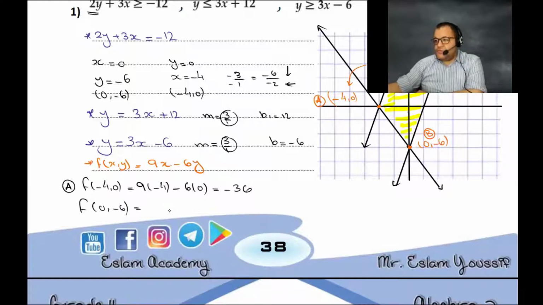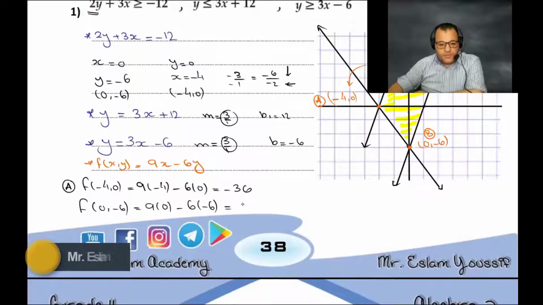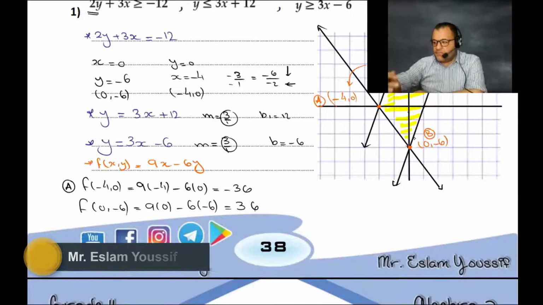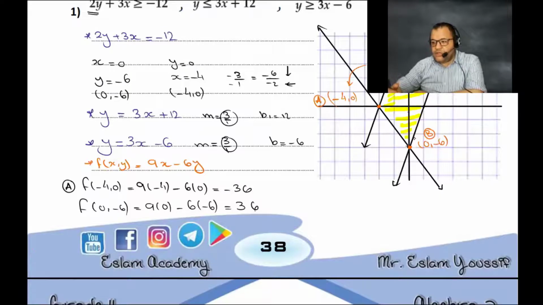This is 36. So it will be 36, yeah. 9 times 0 minus 6 times -6, so it will equal 36. So now we have here, the first one is 36. If you go down, it means the value now would be 36.